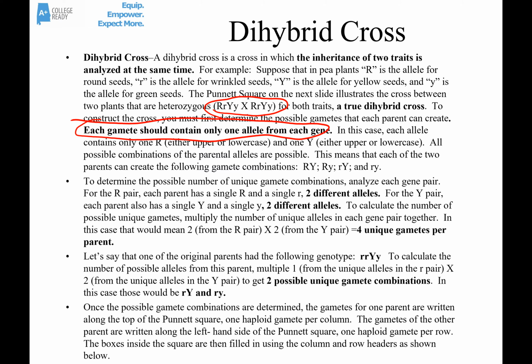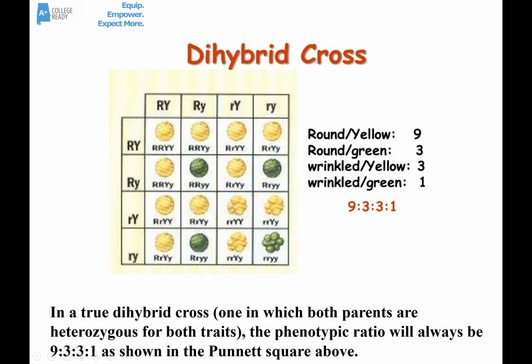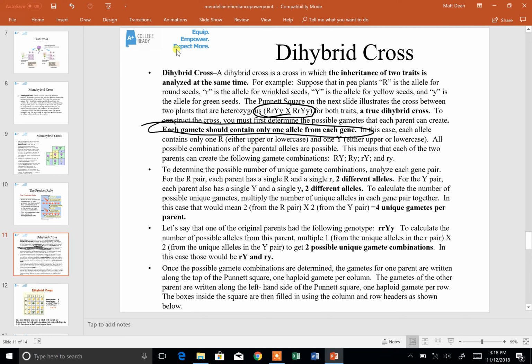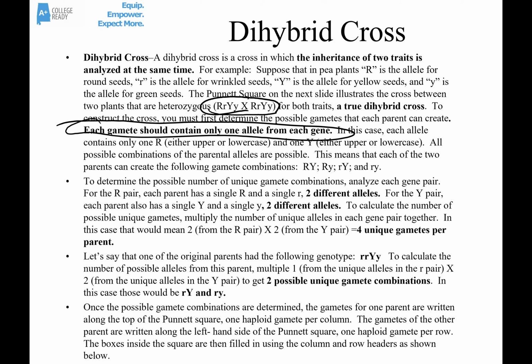First of all, to figure out how many possible combinations there are, let's look at each gene pair. So we've got a big R, little r, big Y, little y. For the R pair of genes, there are two possibilities, either big R or little r. Let's write that down, two possibilities. For the big Y, little y pair, there are also two possibilities. Each gamete could get the big Y or the little y. So to determine the total number of possibilities in the gametes, let's multiply the number of possibilities at each gene. So 2 for the R's times 2 for the Y's. There are 4 possible combinations.